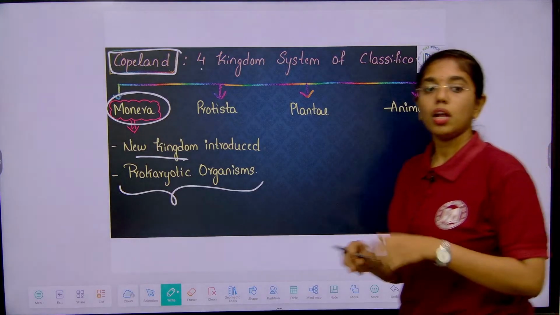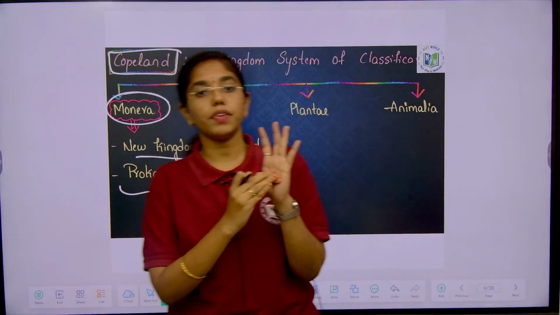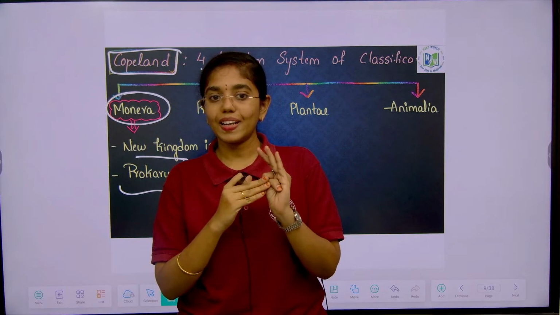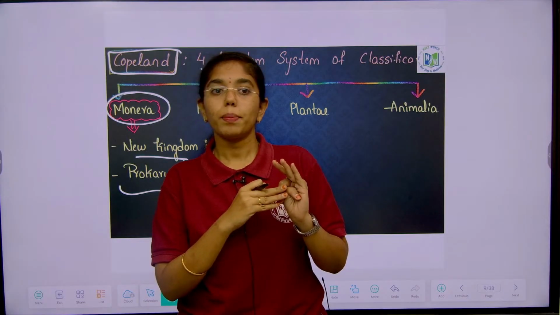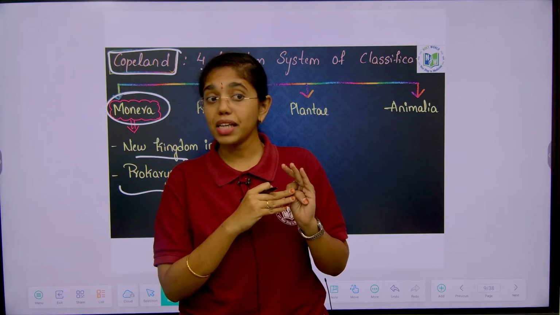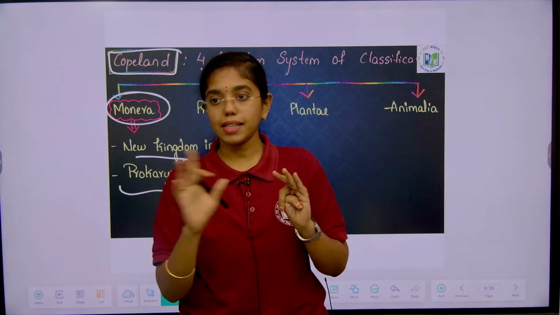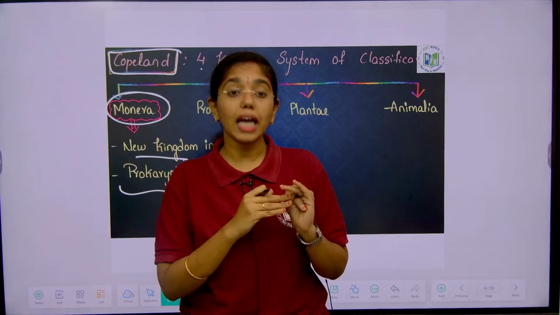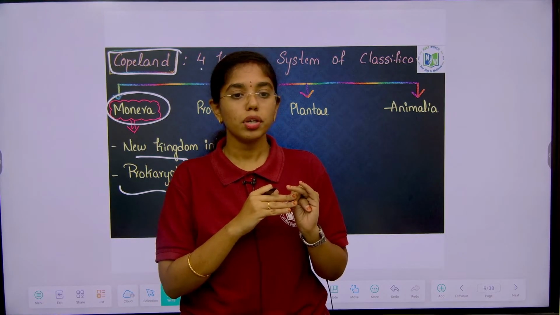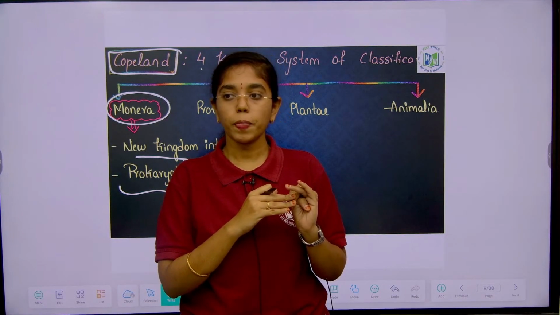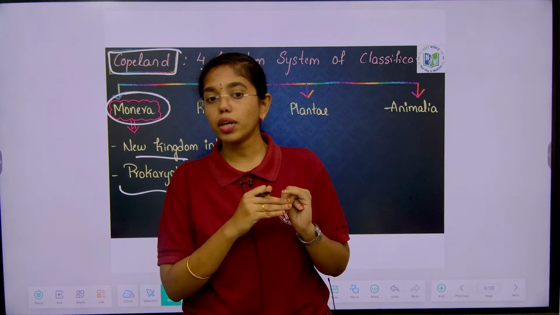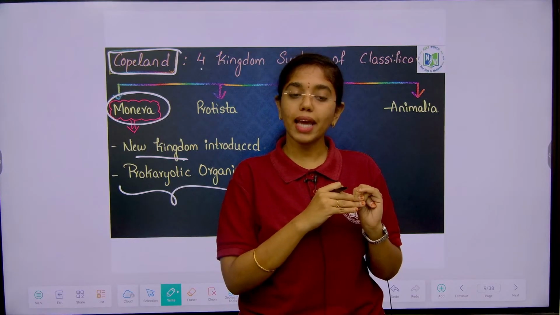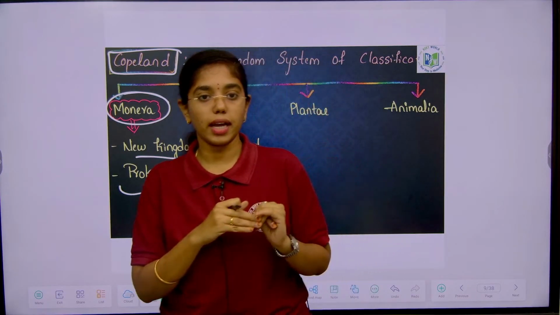Let us recall once. Who proposed the scientific method of classification? Aristotle. Two kingdom, Carolus Linnaeus. What are the kingdoms introduced? Plantae, Animalia. What is the major criteria? Cell wall. Exceptions you remember. The three-kingdom system of classification was proposed by Ernst Haeckel. What is the new kingdom introduced? What are the organisms placed? Unicellular organisms. Four-kingdom system, Copeland. New kingdom introduced, Monera. Organisms placed, prokaryotic organisms.